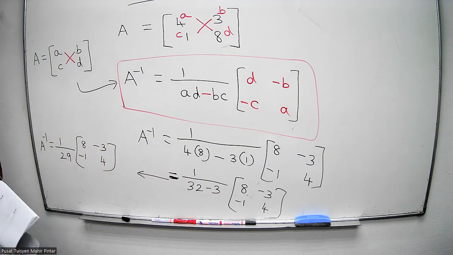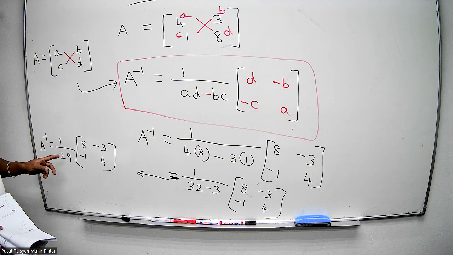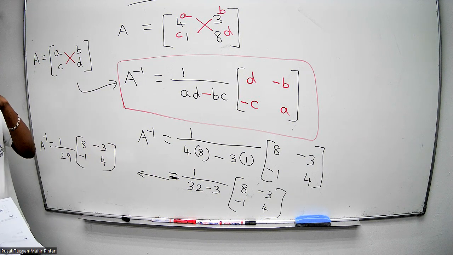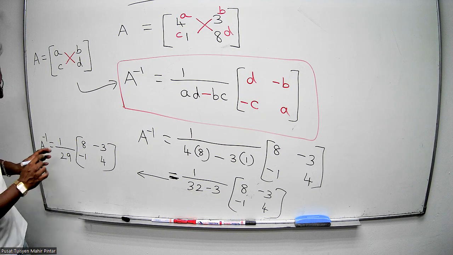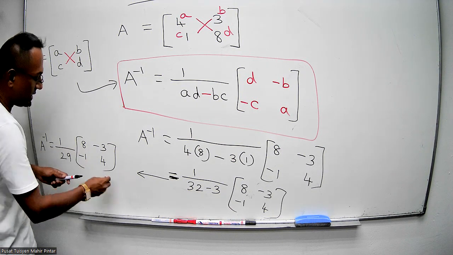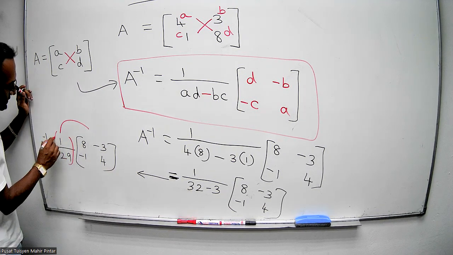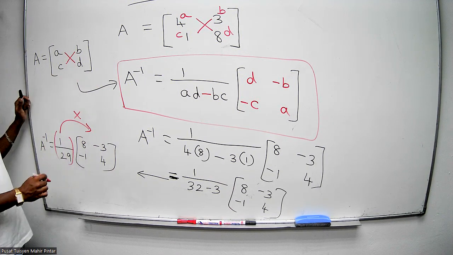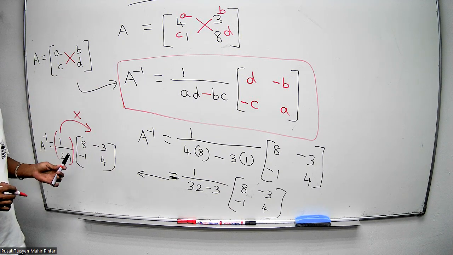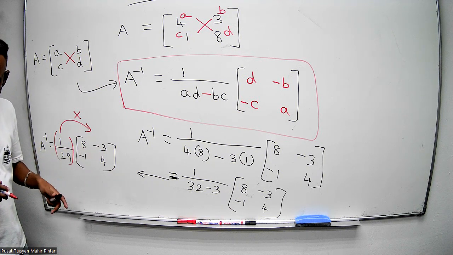Now it's very simple. This is the second step. Who is the visitor now? 1 over 29 is the visitor. This is your house. I told you, right? So now you want to bring the visitor inside the house. If you bring the visitor inside the house, what do you have to do? Times. Very good. You have to make sure you times the visitor with every number inside the matrix.